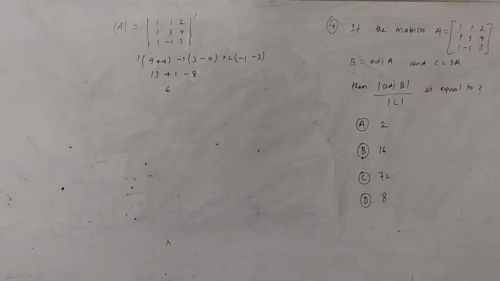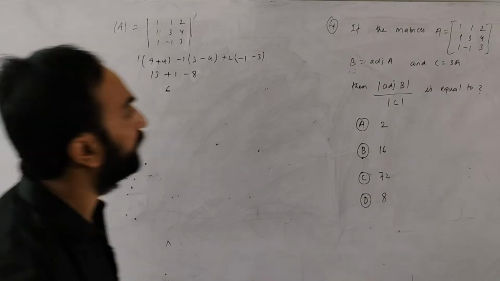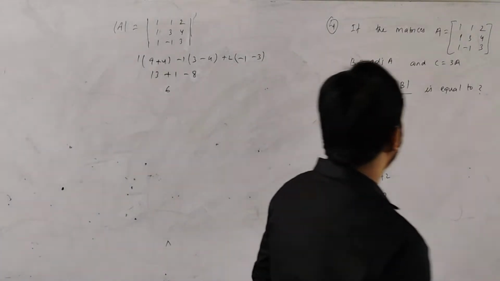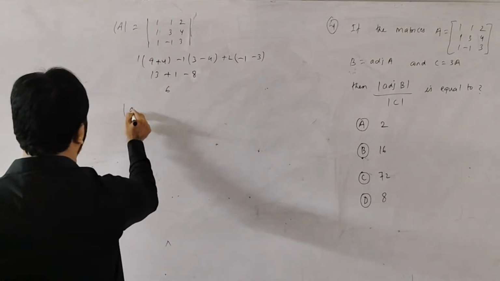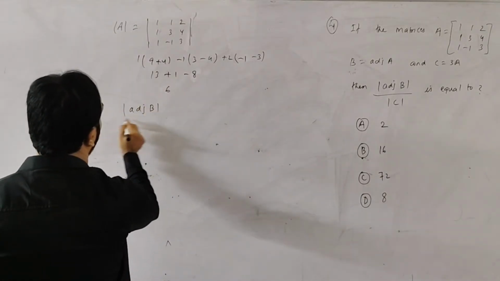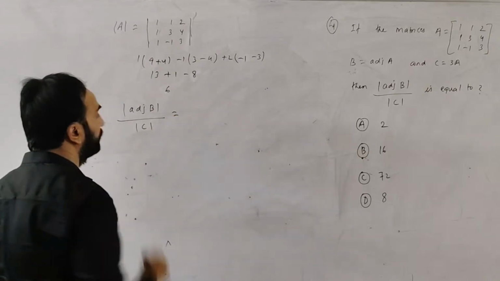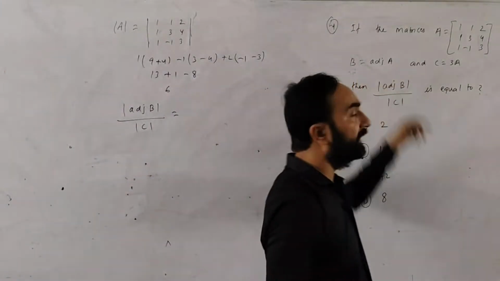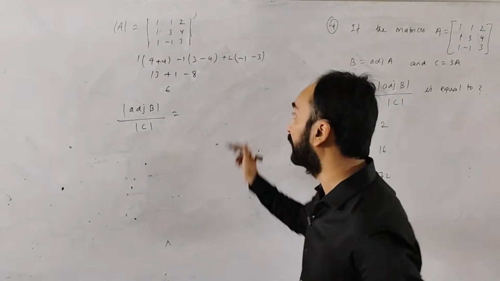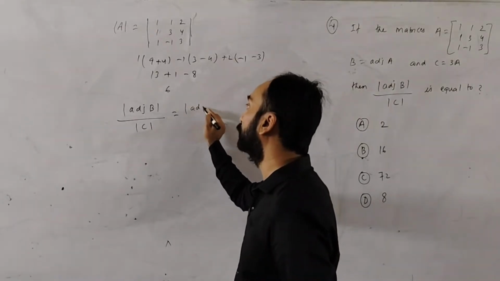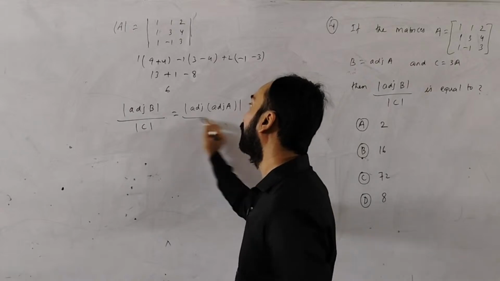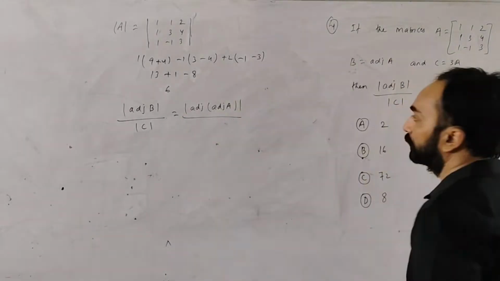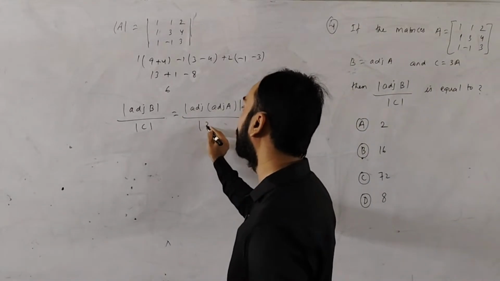Okay, so that is coming to 6. And then basically we have to find what? Det of adjoint of B divided by the det of C. How do we get this? B is given as what? B is given as adjoint of A, so I can write it as adjoint of A. And C is given as 3A, so we can also write it as 3A.